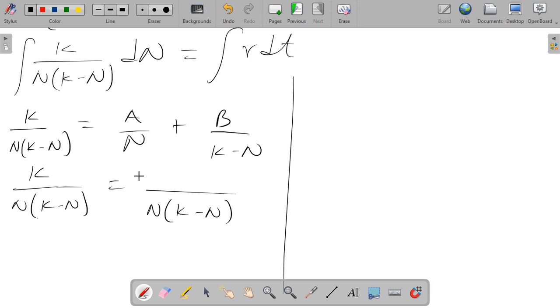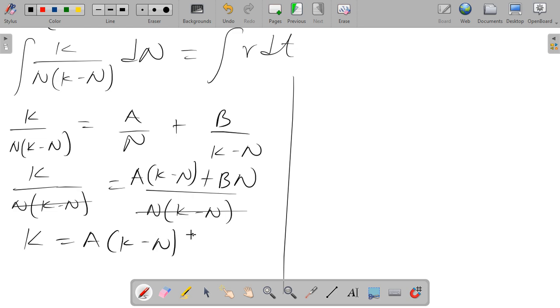K minus n times a, I'm going to have a into k minus n, plus when this divides, what remains is n times b, so I have bn. So when we take care of the denominator, I'm having that k is equal to a into k minus n, then plus bn. If I open this bracket, I'm going to have k is equal to ak minus an, then plus bn.